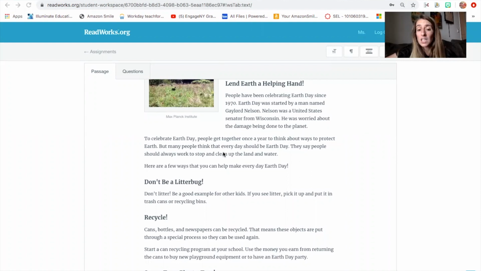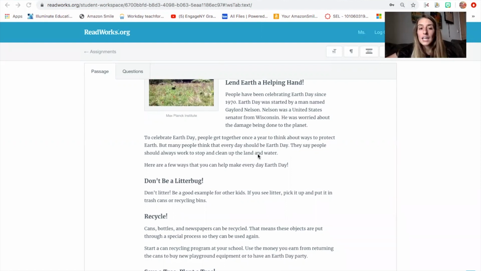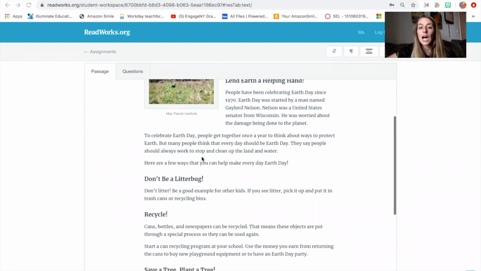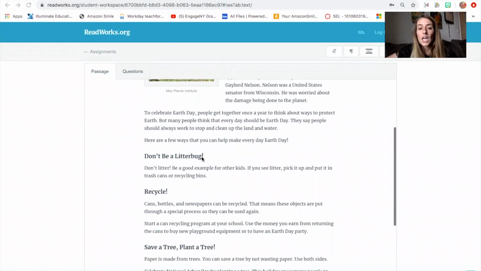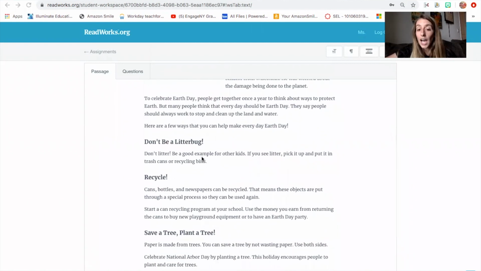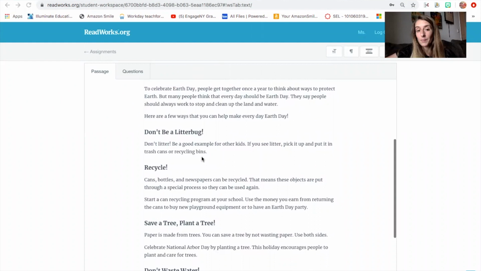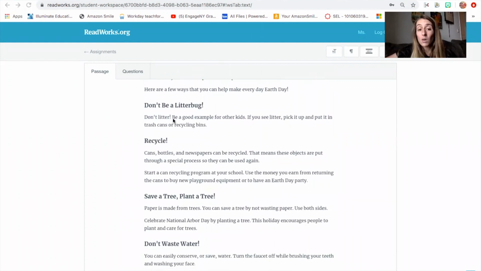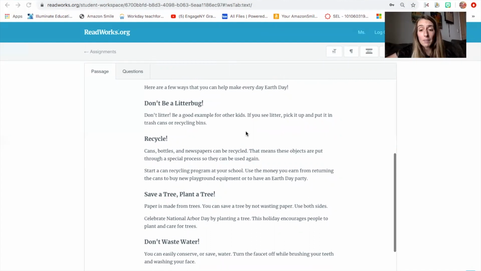But many people think that every day should be Earth Day. They say people should always work to stop and clean up the land and water. Here are a few ways that you can help make every day Earth Day. Don't be a litter bug. Don't litter. Be a good example for other kids. If you see litter, pick it up and put it in trash or recycling bins.